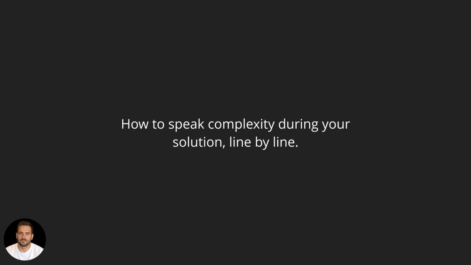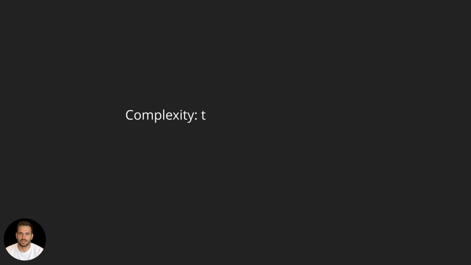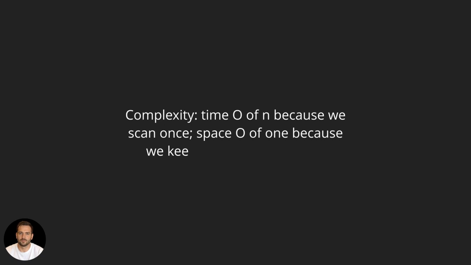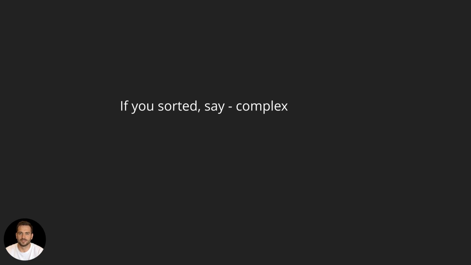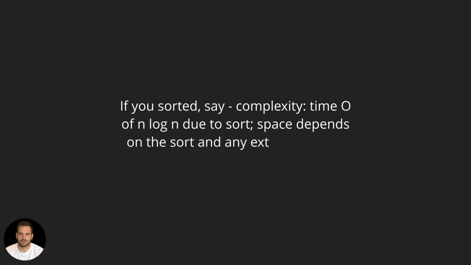How to speak complexity during your solution, line by line. Right after you finish the main idea, say, complexity: time O of n because we scan once, space O of 1 because we keep only a few variables. Or, if you used a map or stack, say, complexity: time O of n for one pass, space O of n in the worst case for the map. If you sorted, say, complexity: time O of n log n due to sort, space depends on the sort and any extra arrays we allocate.